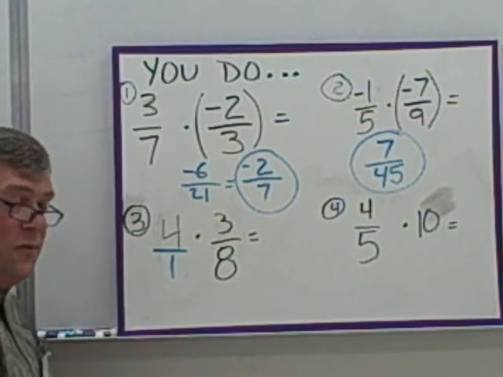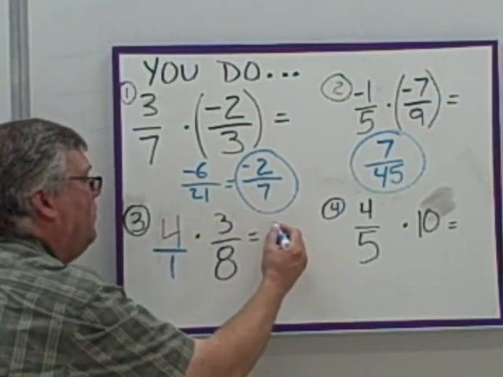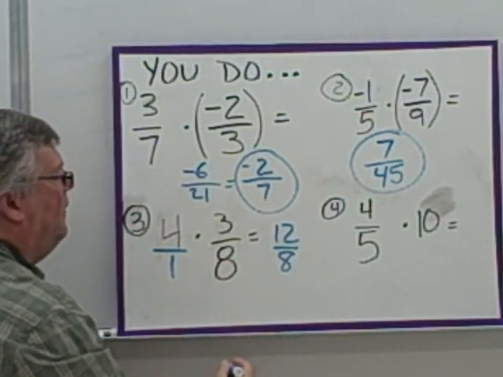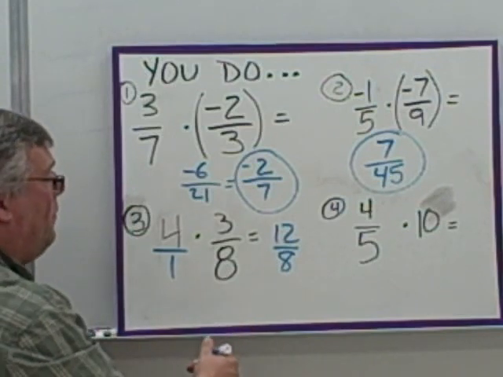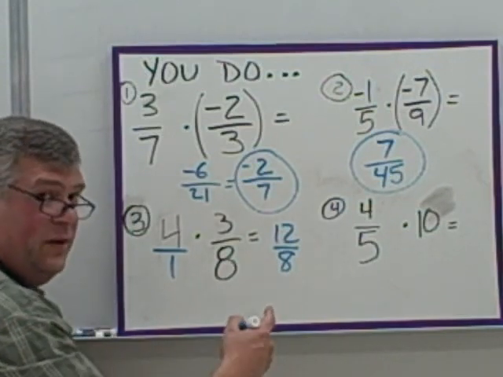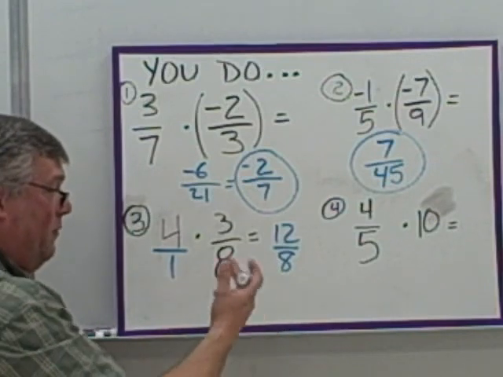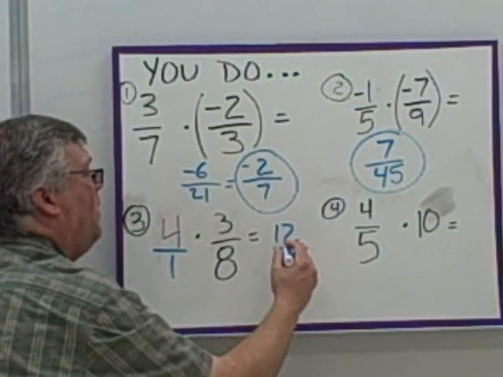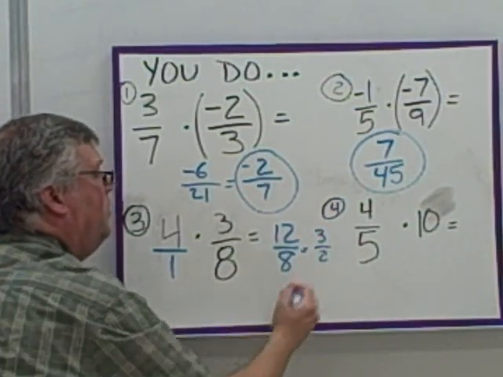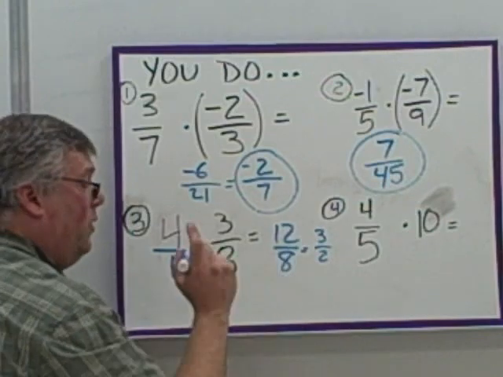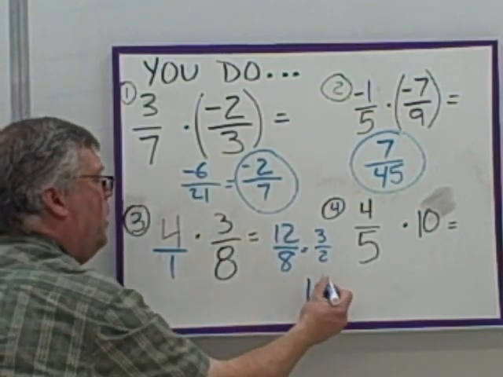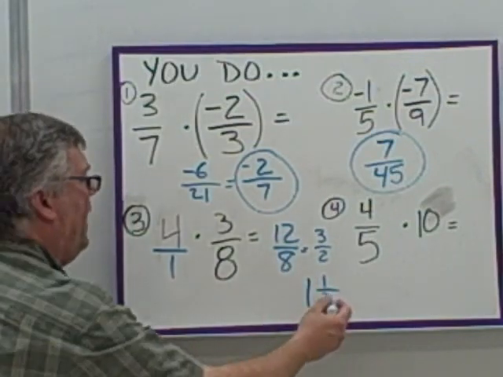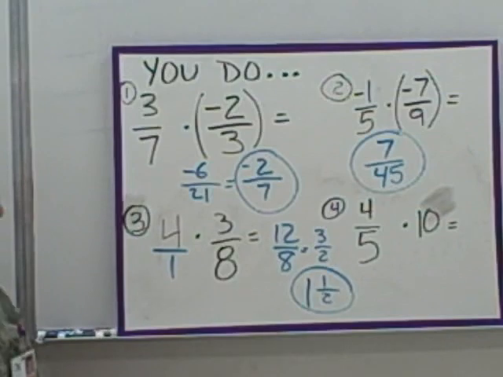So it still follows the same rules. Top times top, 4 times 3 is 12. Bottom times bottom, 1 times 8 is 8. In this case, we end up with an improper fraction. I could convert to mixed number first, or I could simplify first. I see I've got a common factor of 4. Divide them both by 4, and I'm going to get 3 over 2. 2 goes into 3 once, so that's one whole, with 1 left over, so that goes on top of the denominator. 1 1/2. That's my final answer.